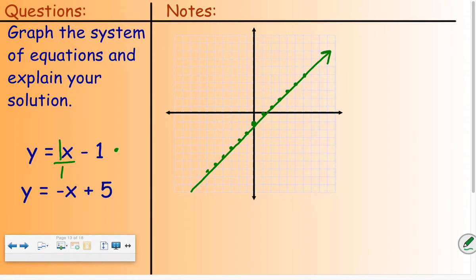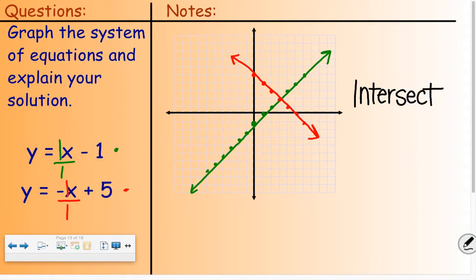So there's our first line. Our second line has a y-intercept of 5, and a slope of negative 1, or negative 1 over 1. So down 1 over 1, down 1 over 1. Alright, so you'll notice that these two lines cross, meaning that they intersect. So we're going to say intersecting.